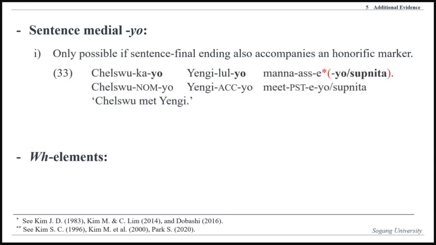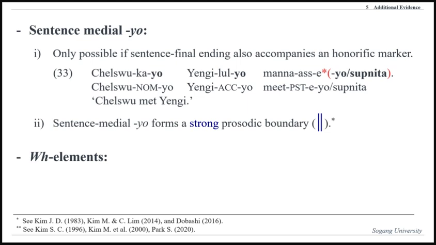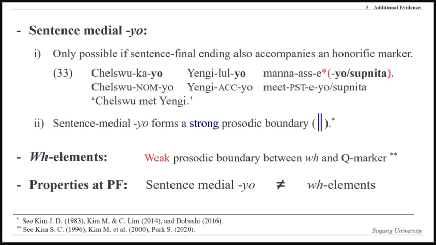This can be explained by comparing the property of sentence medial yo with the property of WH elements. First, sentence medial yo is only possible when the sentence final ending also has an honorific marker, as shown in 33. And another property of the sentence medial yo is that it forms a strong prosodic boundary. On the other hand, WH element has a weak prosodic boundary between itself and the Q marker. This means that the properties of sentence medial yo and the WH elements are different from each other.